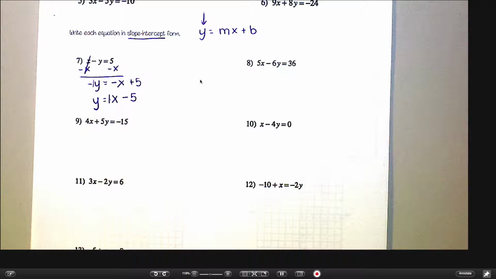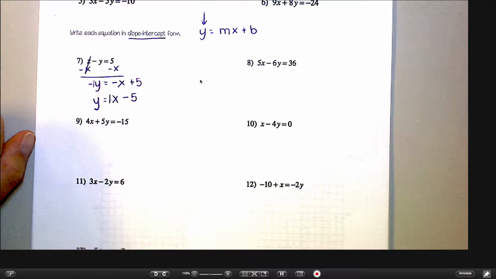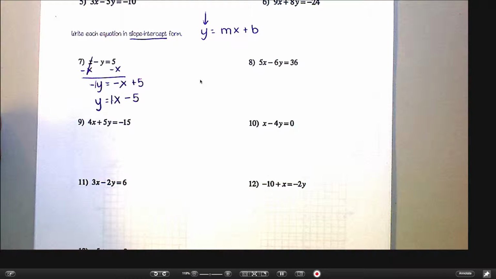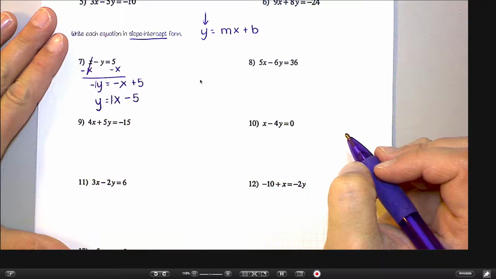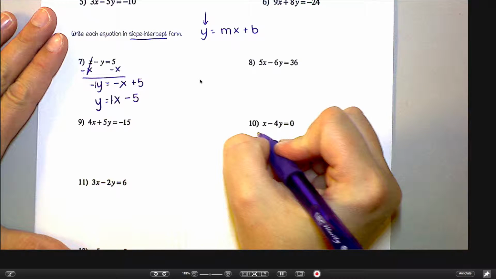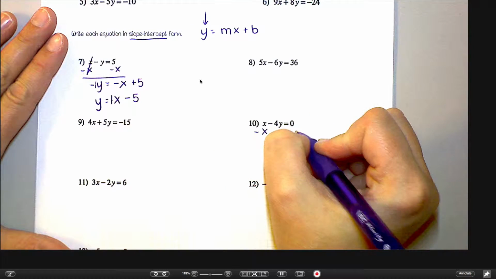So from 7 to 14, one more. Danielle? Number 10. Okay. The 0 is probably freaking you out a little bit. What do we get rid of first in number 10? Again, we're trying to get y by itself. So let's get rid of x. How do you want to do it? Subtract x.